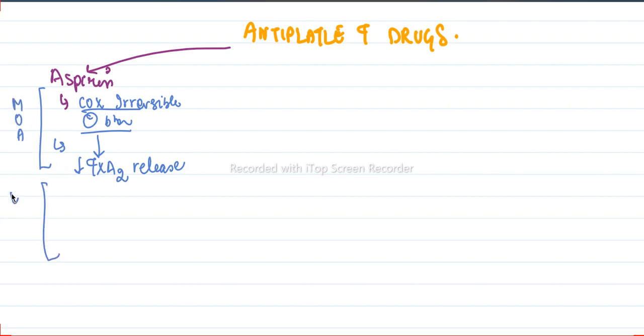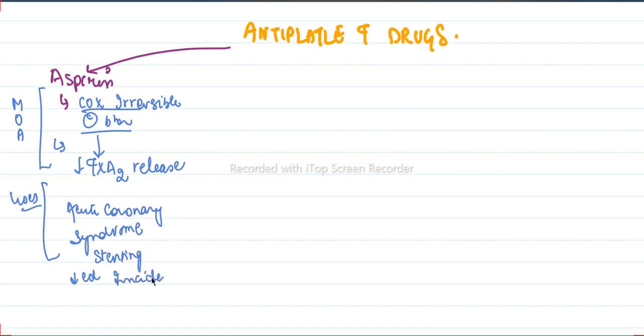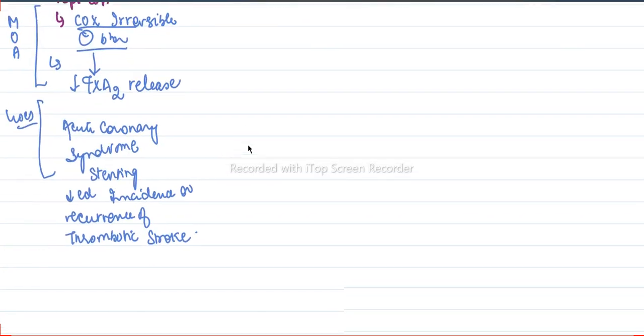Talking about the uses of this drug, these drugs are used in cases of acute coronary syndrome. This is also used in cases of stenting, and to decrease the incidence or recurrence of thrombotic stroke.